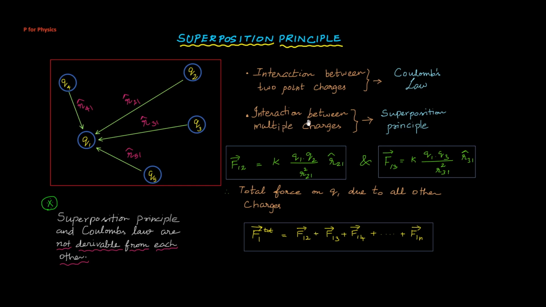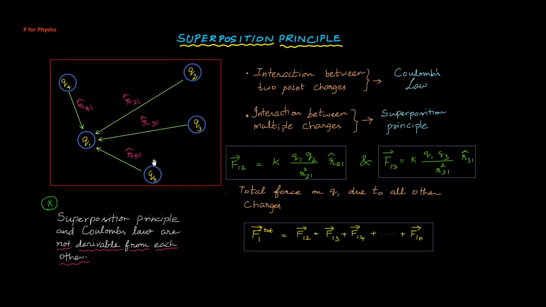So interaction between multiple charges can be dealt with easily using the superposition principle. Whenever we talk about a principle, there has to be a condensed form of a statement associated with it. So if we want to give the statement of the superposition principle, we might say: according to the superposition principle, the total force acting on a given charge is equal to the vector sum of forces exerted on it by all the other charges.